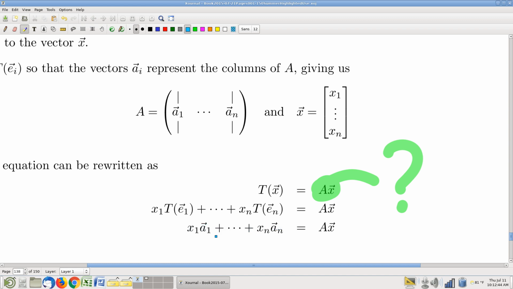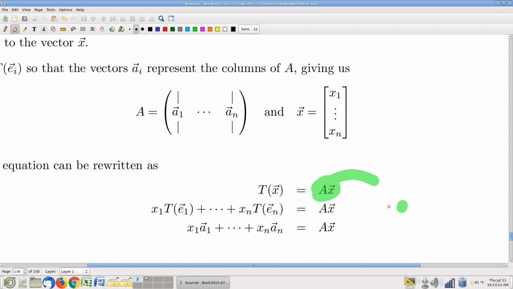And what are the images of the standard basis vectors? Well, the images of the standard basis vectors are the columns of the matrix. That's the definition of a matrix. The columns are the images of the standard basis vectors. This T of e_n is the nth column, a_n. And so here's our formula.